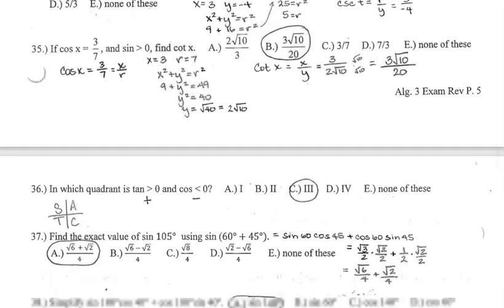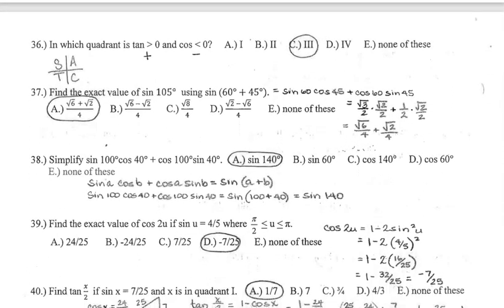All right, then for 36, they ask us to tell what quadrant we're in. So if tangent is greater than 0, it's positive. Cosine is less than 0, it's negative. The only place that tangent is positive and cosine is negative is going to be in the 3rd quadrant.